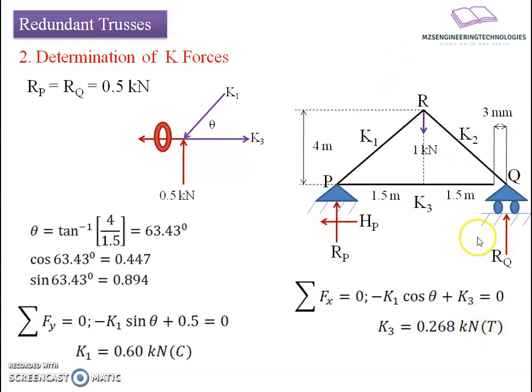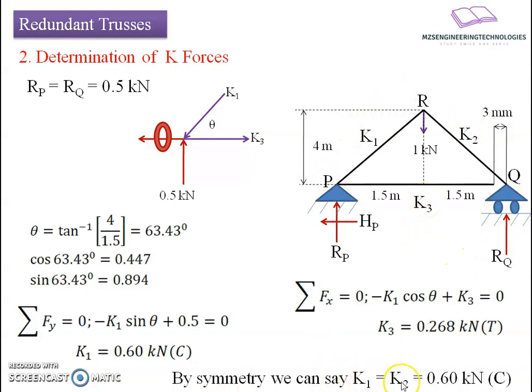Now I will utilize the symmetry of the section and can say that K1 is equal to K2, which equals 0.60 kilonewton. There is symmetry in loads as well as symmetry in the geometry, that's why we can state K1 equals K2, which equals 0.60 kilonewton.